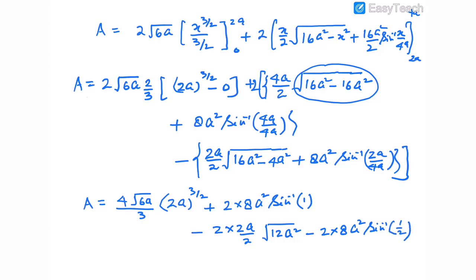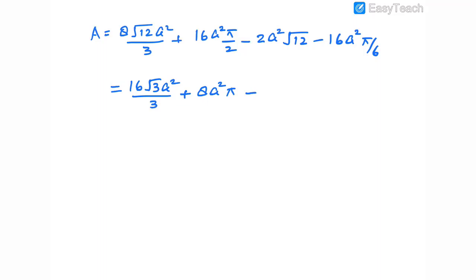Now putting the values of sine inverse 1 and sine inverse 1 by 2, we have A is equal to 8 root 12 a square by 3 plus 16a square pi by 2 minus 2a square root 12 minus 16a square pi by 6. After simplifying, we get 16 root 3a square by 3 plus 8a square pi minus 4a square root 3 minus 8a square pi by 3.